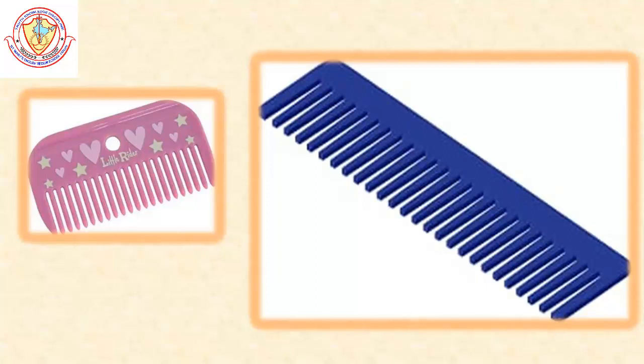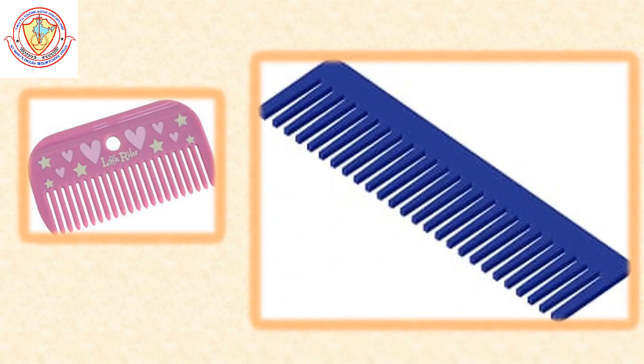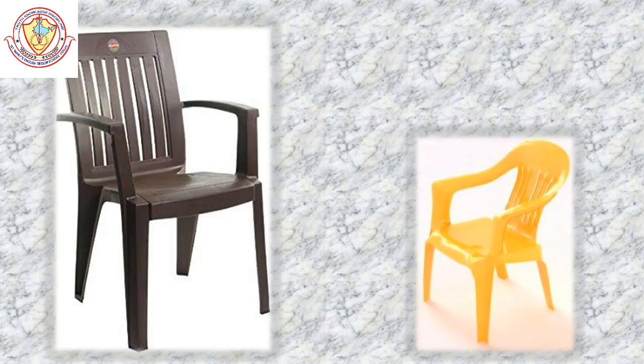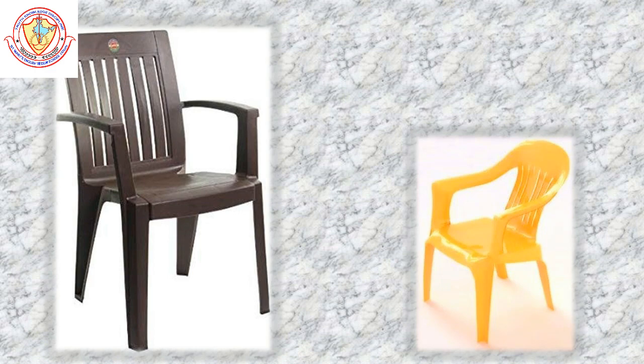What is this? We comb our hair with this, right? This is a small comb and this is a big comb. This is a chair. We sit on a chair. A big chair, a small chair.